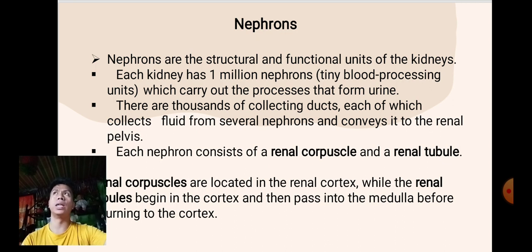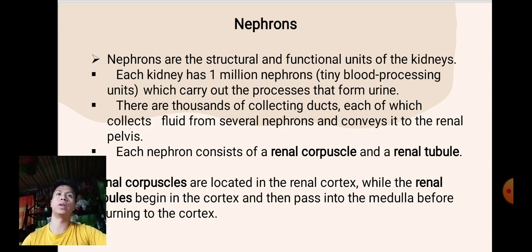When we say life, the unit of life is the cell, but in the kidney the functional units are called nephrons. Each nephron consists of two parts: the renal corpuscle, where the blood plasma is filtered, and the renal tubules. So again, the two parts making up the nephron are the renal corpuscle and the renal tubules.